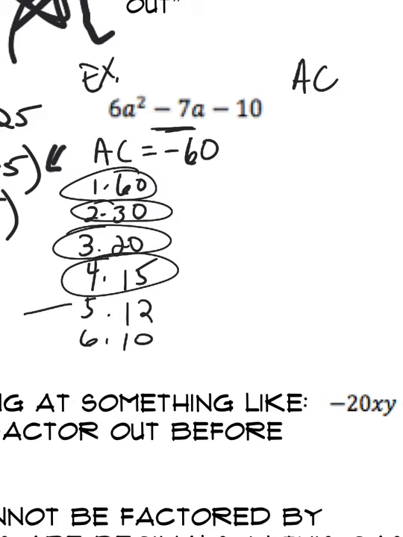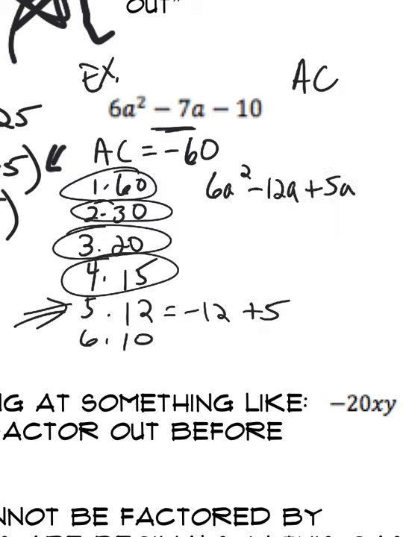That looks like it's going to be this pair here. If I have a -12 and a +5, those would add up to -7 and multiply to give me -60. So I'm going to split up this middle part. Instead of writing -7a, I'm going to say -12a plus 5a minus 10. Notice that I purposefully put the 12a in the front and the 5a second, because I know 6 and 12 can work together and 5 and 10 can work together pretty well.